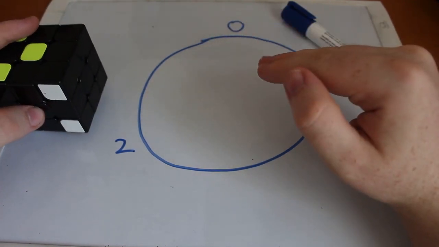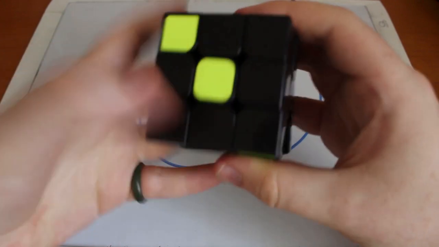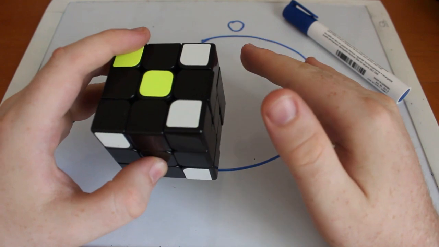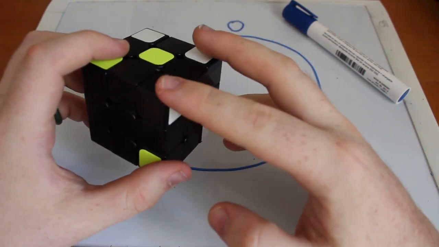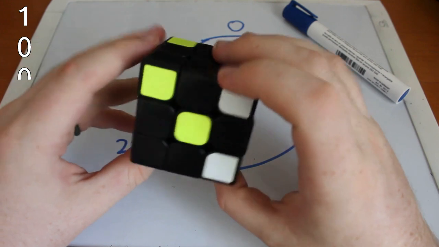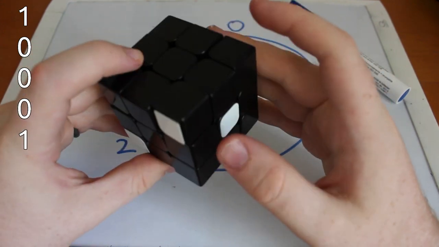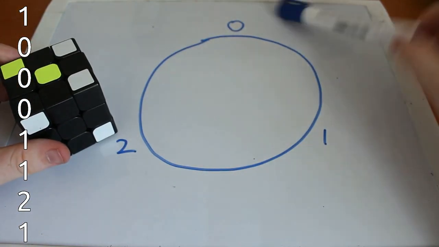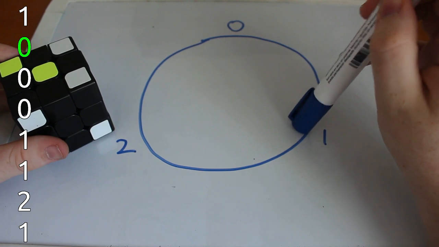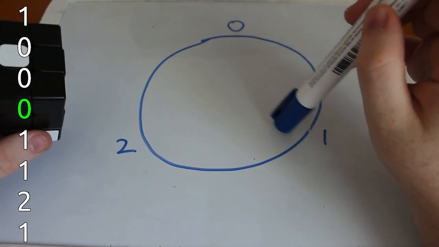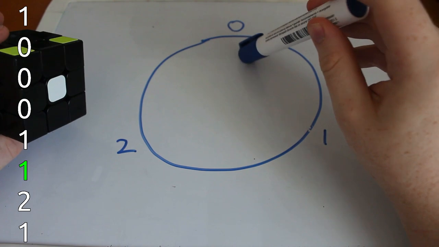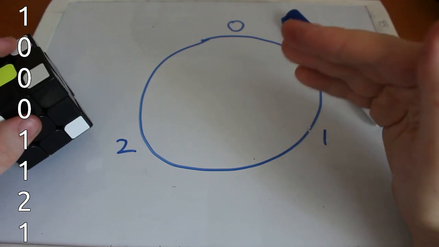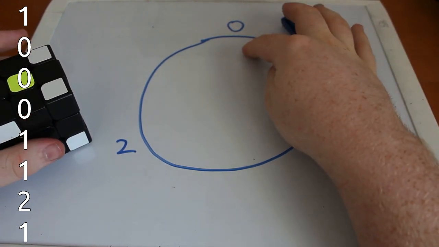Even if we completely scrambled the cube, it wouldn't matter. For example, this cube has just been completely randomly scrambled, and we have 1, 0, 0, 0, 1, 1, 2, 1. So if we go around the circle, we end up at 0 again. So we now know that all legal moves will end at 0 on the circle.